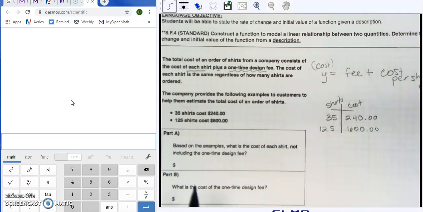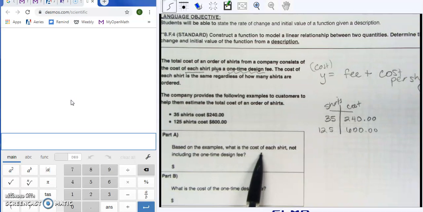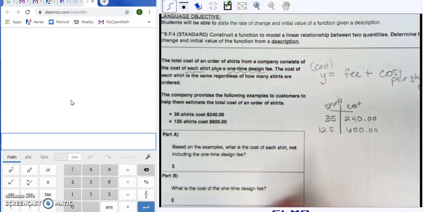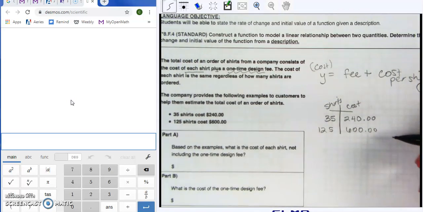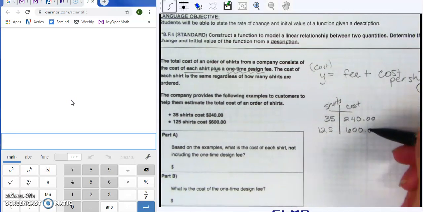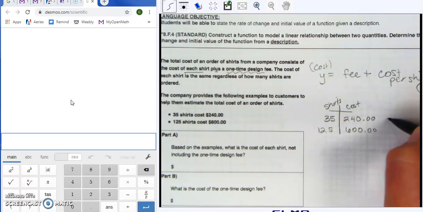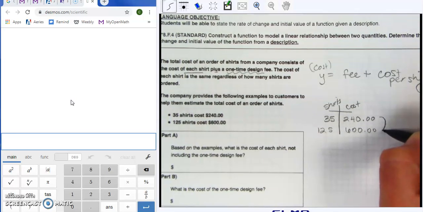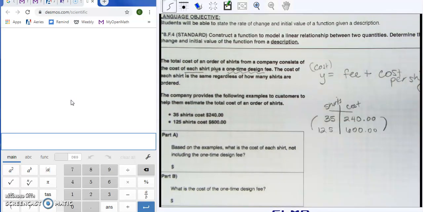All right, so it says based on the examples, what is the cost of each shirt, not including the one-time design fee, and what is the cost of the one-time design fee? So basically, part B says what is the cost of the one-time design fee? That's the starting amount, and then we have to add on the cost per shirt. So let's look and see what's the change here. What's the difference between 35 shirts and 125 shirts? So this should look familiar. We're going to be finding the change in cost per shirt.